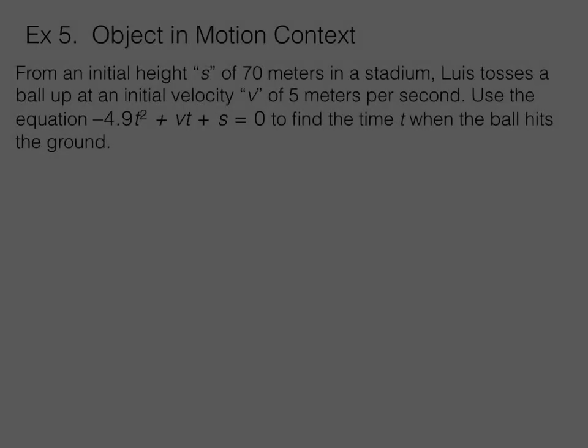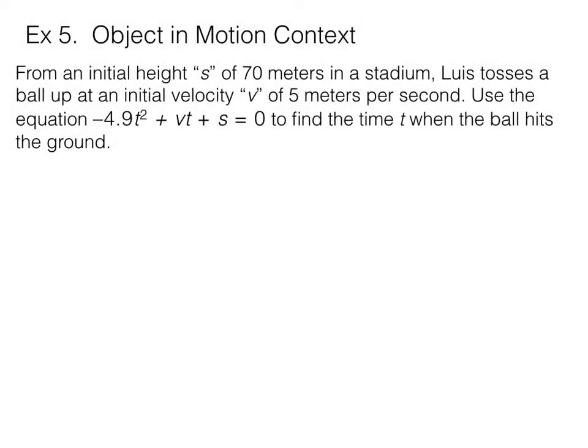Okay, finally, a contextual problem. This is a common context for a quadratic function. From an initial height, s, of 70 meters in a stadium, Lewis tosses a ball up at an initial velocity v of 5 meters per second. Use the equation negative 4.9 t squared plus vt plus s equals 0 to find the time t when the ball hits the ground. So you know the way a ball, when it's thrown up into the air, follows a curve that looks like a quadratic function, right?